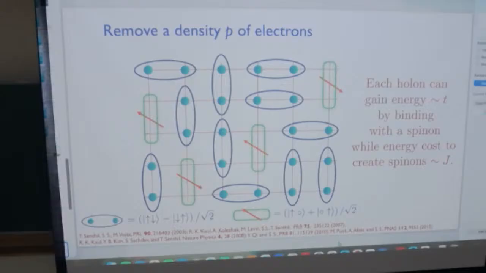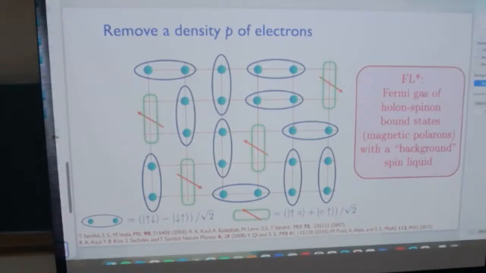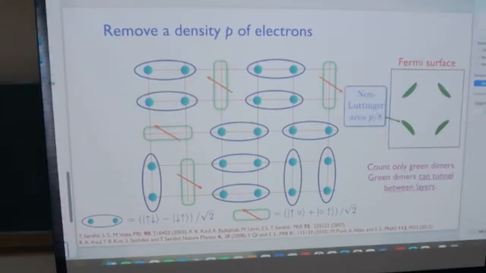And this is only possible because you have this spin liquid with an emergent gauge field. Without it, you cannot do this. Okay, so now the theory FL star is just a gas of these magnetic polarons, as some other people call them. And you can do calculations on this model and get precisely this type of pockets of p over 8.